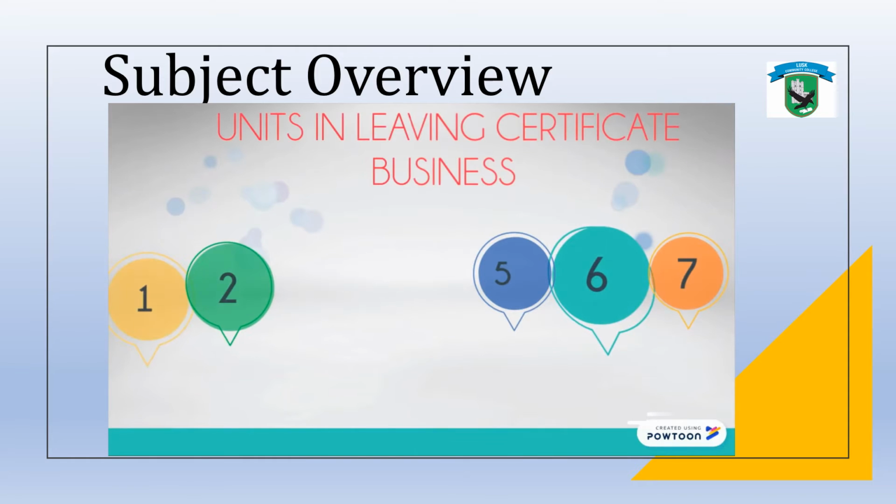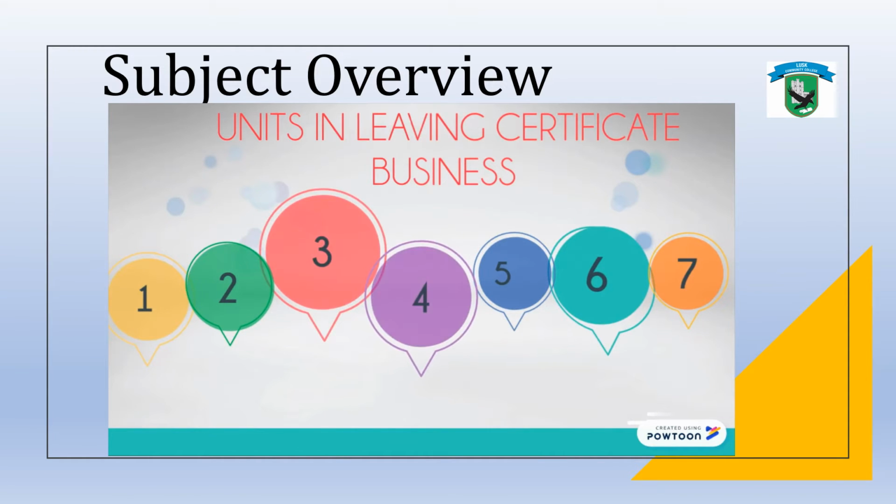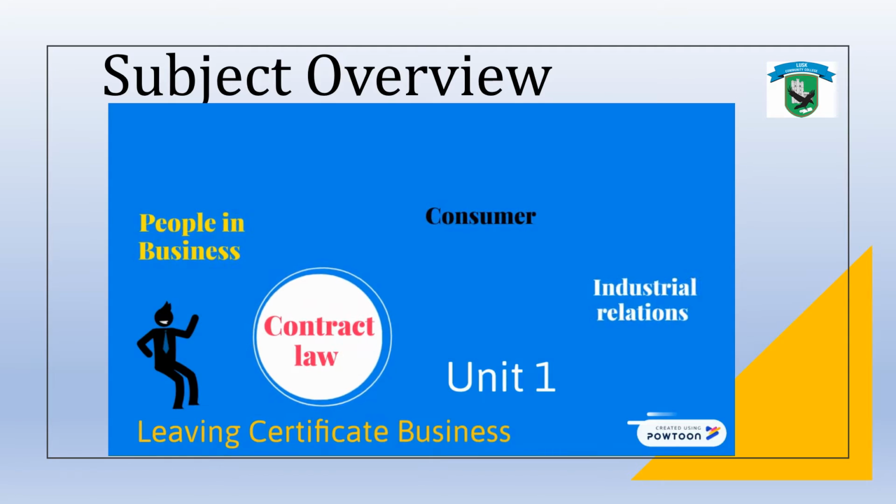There are several units in Leaving Cert Business. We're now going to go through a preview of each unit and what topics they include. In Unit 1, we look at people in business, which looks at relationships between different stakeholders. We also look at contract law and the 7 different elements of a contract. Consumer law, in particular 2 consumer laws. And then finally, we have industrial relations, which is mainly concerned with 3 different acts: the Unfair Dismissals, the Industrial Relations, and the Employment Equality Acts.